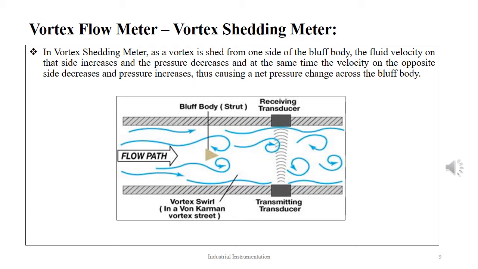Each eddy or vortex first grows and gets detached or shed away from alternate sides of the object. The frequency at which the vortices are formed is directly proportional to the fluid velocity. As a vortex is shed from one side of the block body to the other, the fluid velocity on that side increases and the pressure decreases, and vice versa. The change in pressure or velocity is sensed by a flow sensitive detector, which can be either a thermistor or a spherically shaped magnetic shuttle.